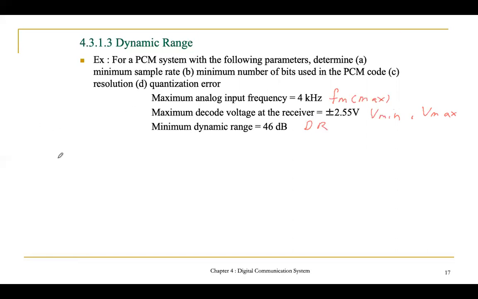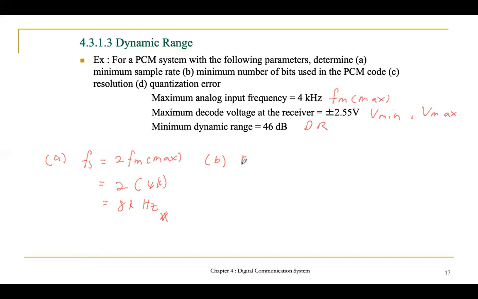So the first one, calculate the minimum sample rate. You know that fs is equal to 2 fmax. This is the minimum, yeah. So 2 fmax is 4K, so you will get the sampling rate, the minimum, should be 8 kilohertz. The second one is the minimum number of bits used in the PCM code.